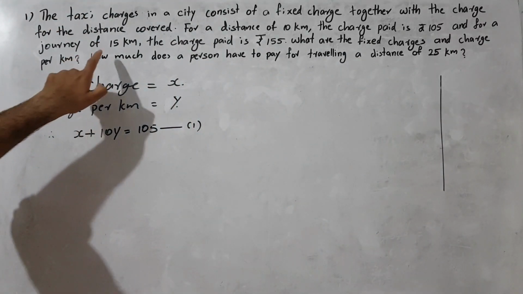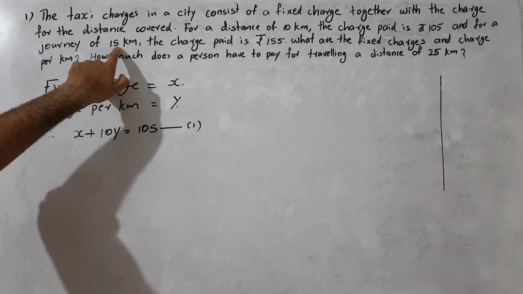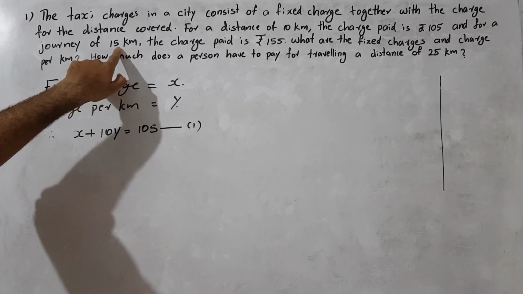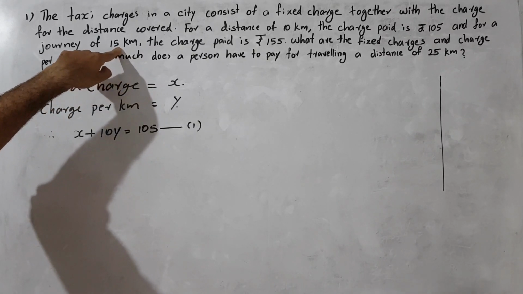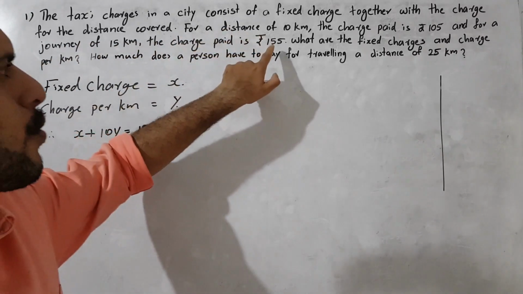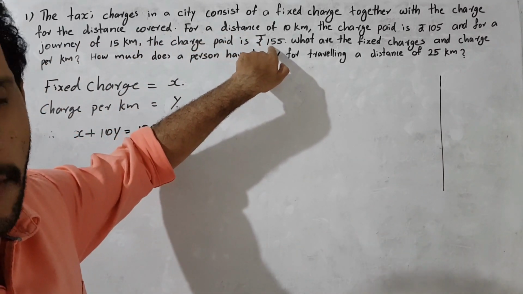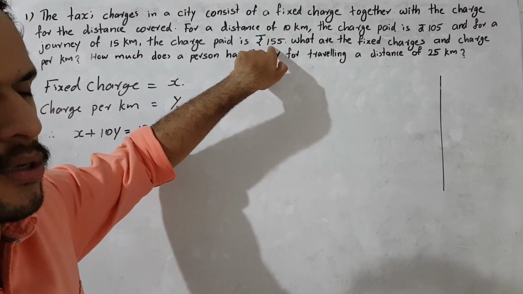The second, we are covering 15 kilometer. Correct. How many kilometers did we cover? 15 kilometers. How much amount did we pay for it? 155. Then how do we write the second equation?